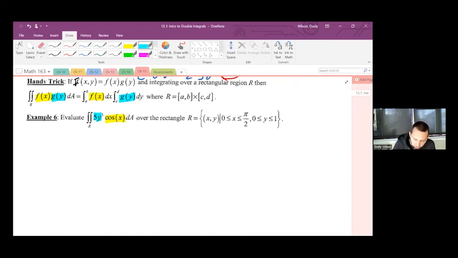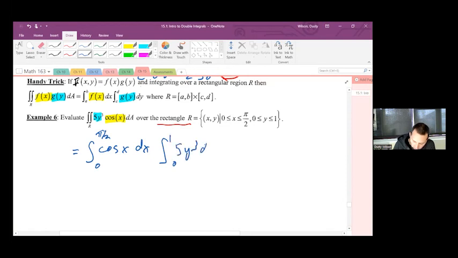I also notice that we have that rectangular region R. That's important. And so we can split this thing up. So this will be equal to the integral of cosine x, and my x's are going from 0 to pi over 2, dx, times the integral from 0 to 1 of 5y cubed dy. Notice no iterated integral required.